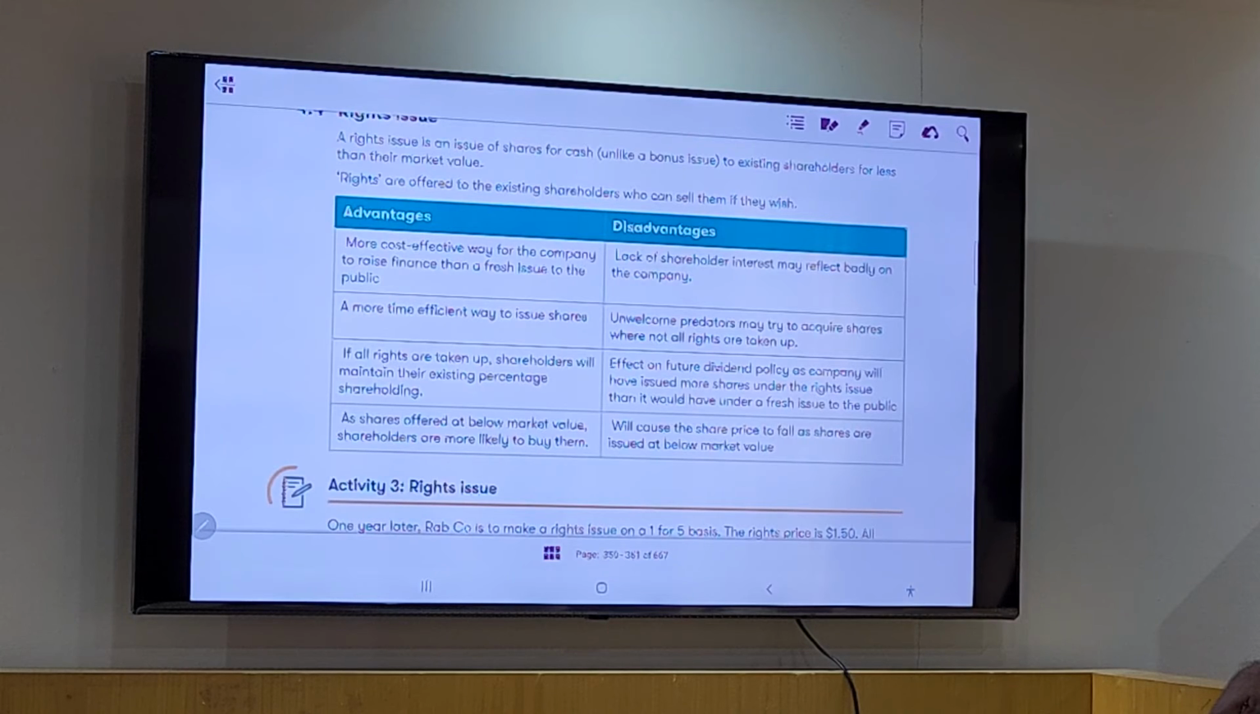Disadvantage: lack of shareholder interest may reflect badly on the company. If the shareholders don't want to buy, and still the company needs money, then they will be in trouble. Unwelcome predators may try to acquire shares where not all rights are taken up. Say, for example, I'm not buying and the company still wants money. Then they will try to find an outsider, and that outsider could be a predator, like an enemy.